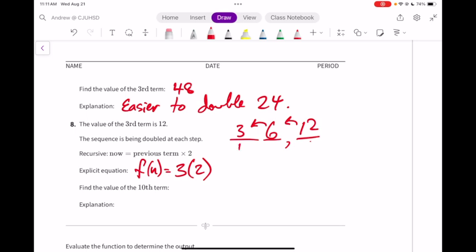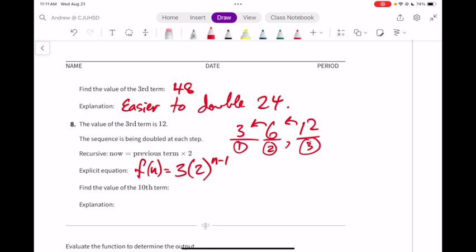Well, on the first term, you didn't do it at all. On the second term, you did it once. On the third term, you did it twice. So, in other words, it's 1 behind the term number. So, n minus 1.